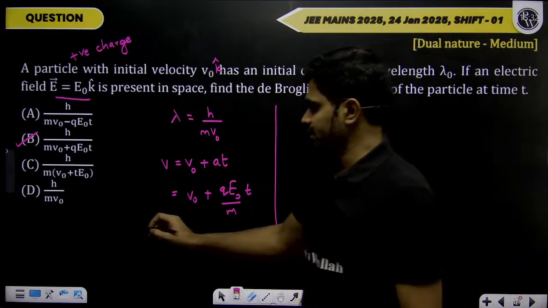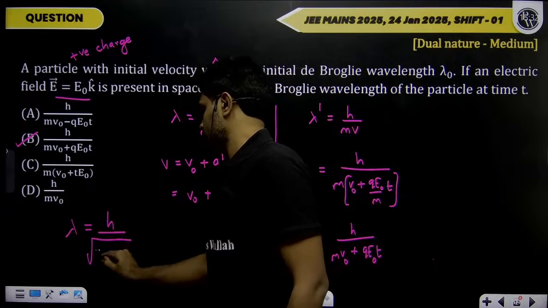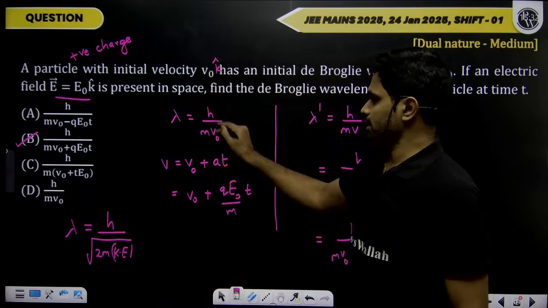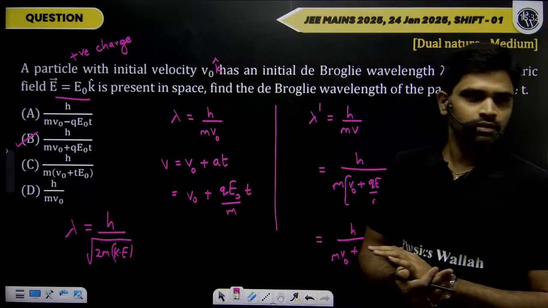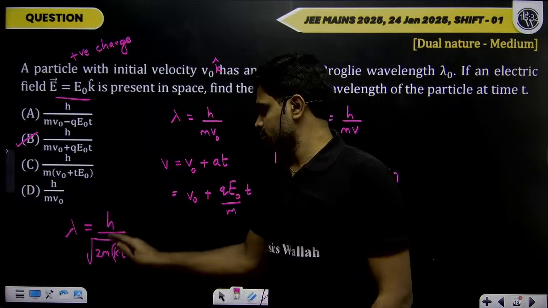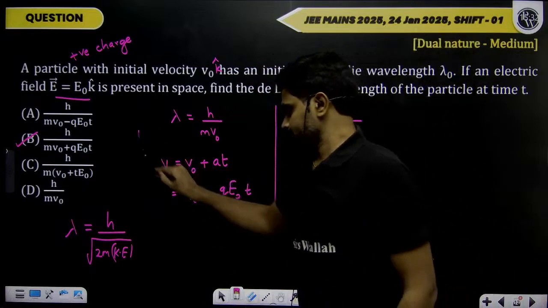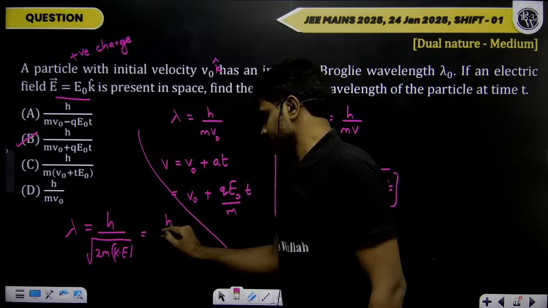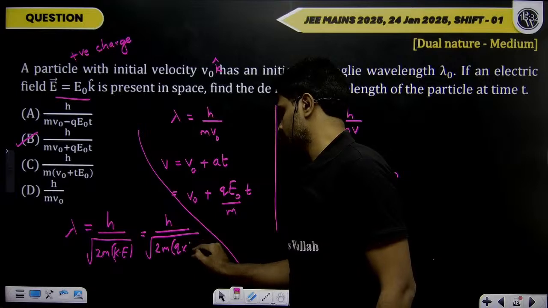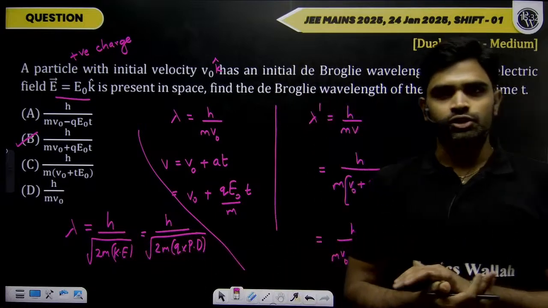So de Broglie wavelength and kinetic energy. What is the formula? Momentum is h by mv, whereas the kinetic energy and de Broglie wavelength relation would be h by under root 2m into kinetic energy. And also with potential difference, h by under root 2m into charge into potential difference, because kinetic energy is charge into potential difference.